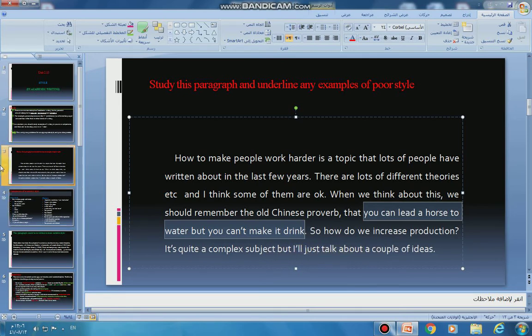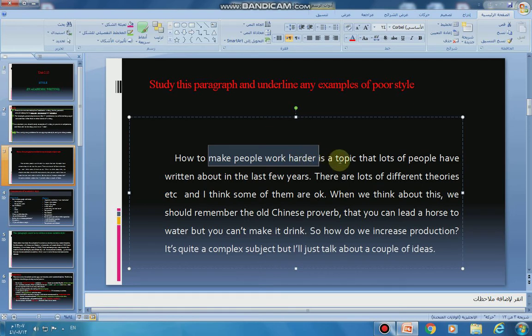Now, this is a paragraph written by, let's say, a student, but if you read it with some concentration, you might not feel happy about it simply because of the style used there. For example, look at some of the expressions you see here: how to make people work harder, as if you are going to impose something on them, rather than letting them do it willingly.